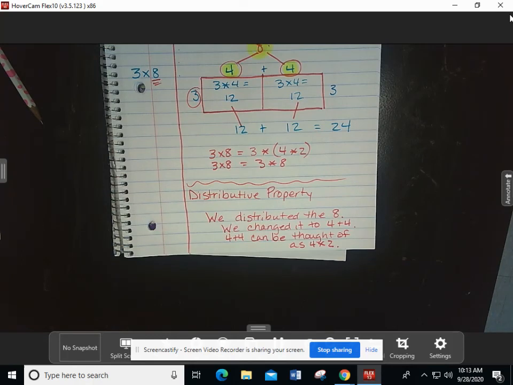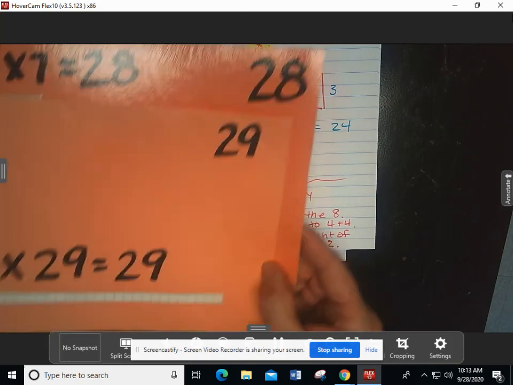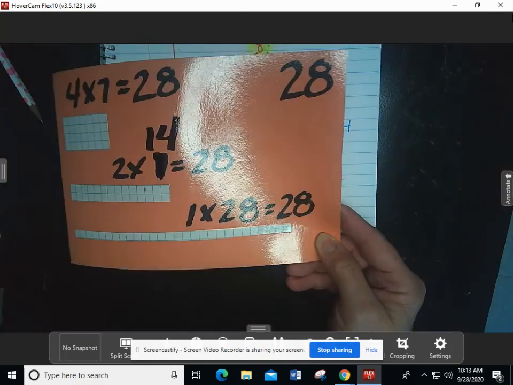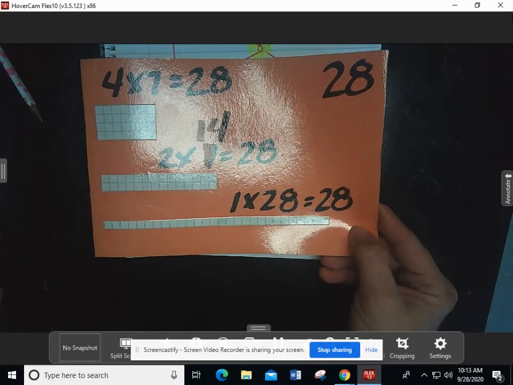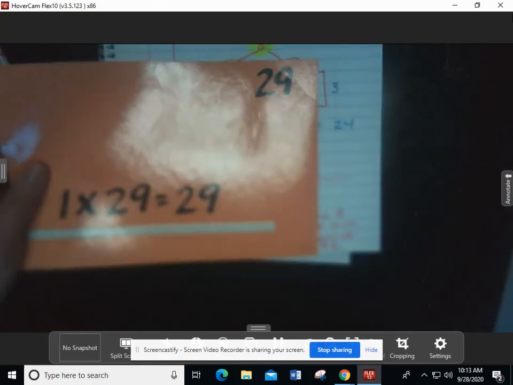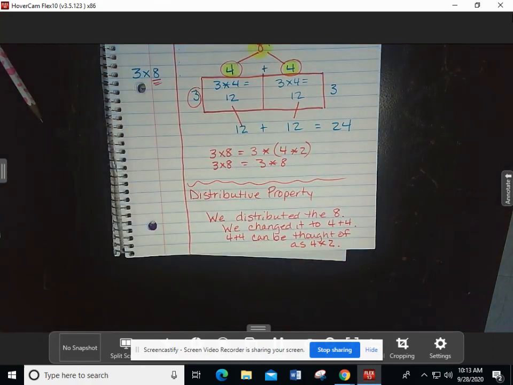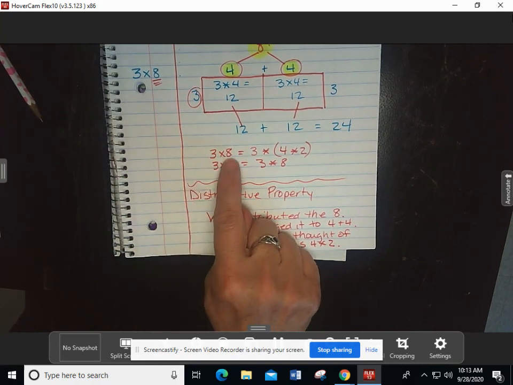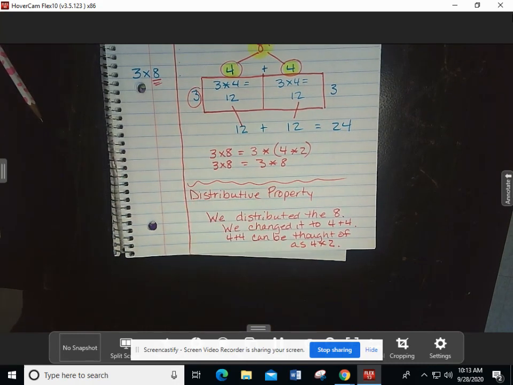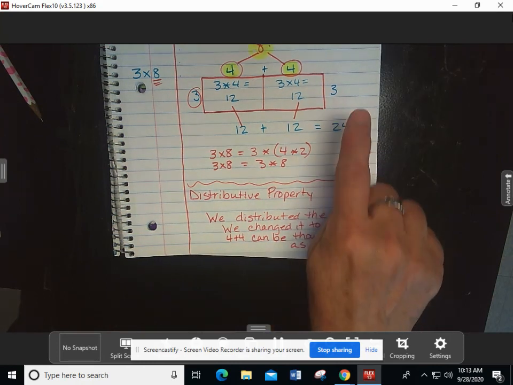So as everybody's finishing up here, I'm going to just review a few words that we've been learning. When we were working with, now the students are going to yell when I do this to them, the numbers 28 and 29, we know that 28 is composite because it has more than one array. And 29 is prime because it only has one array. Those are some of the words we used. We've been talking about factor pairs. 3 and 8 are a factor pair. Our product is 24.